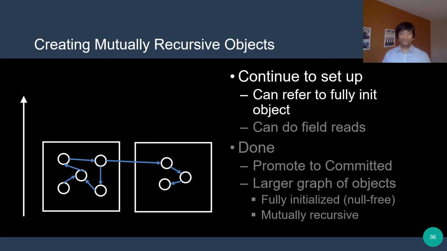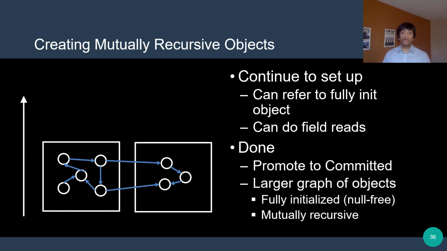After this, we can continue our setup, but now we can refer to the new fully initialized set of objects. We can also do field reads to reach deeper into the object graph. Once we're done, we can promote the last subheap, and we now have a larger graph of objects which are fully initialized and may be mutually recursive.